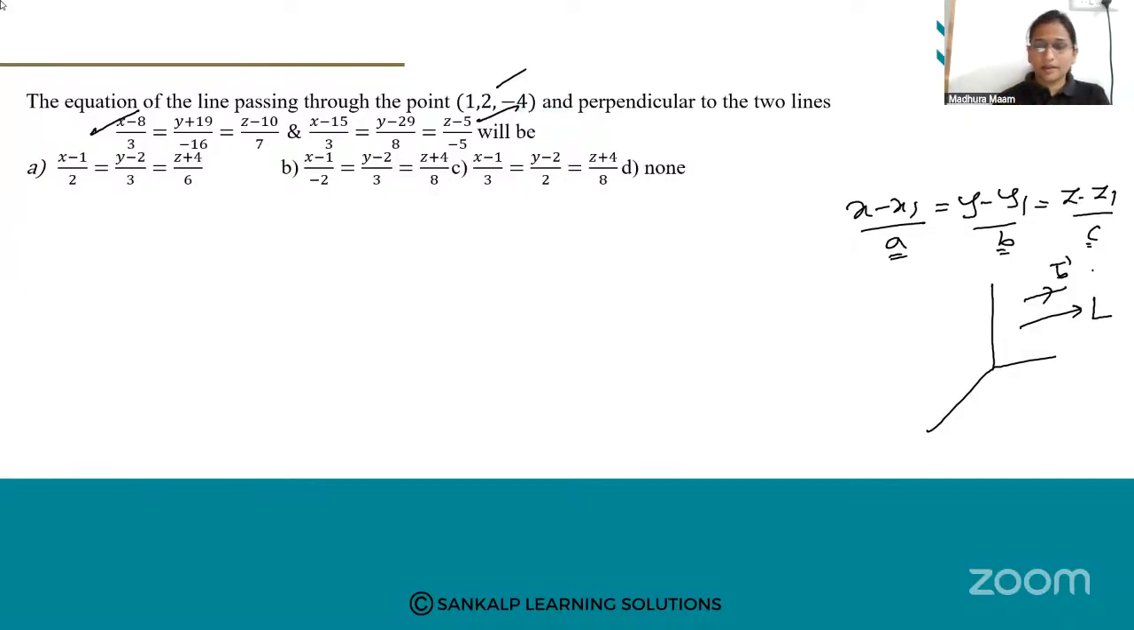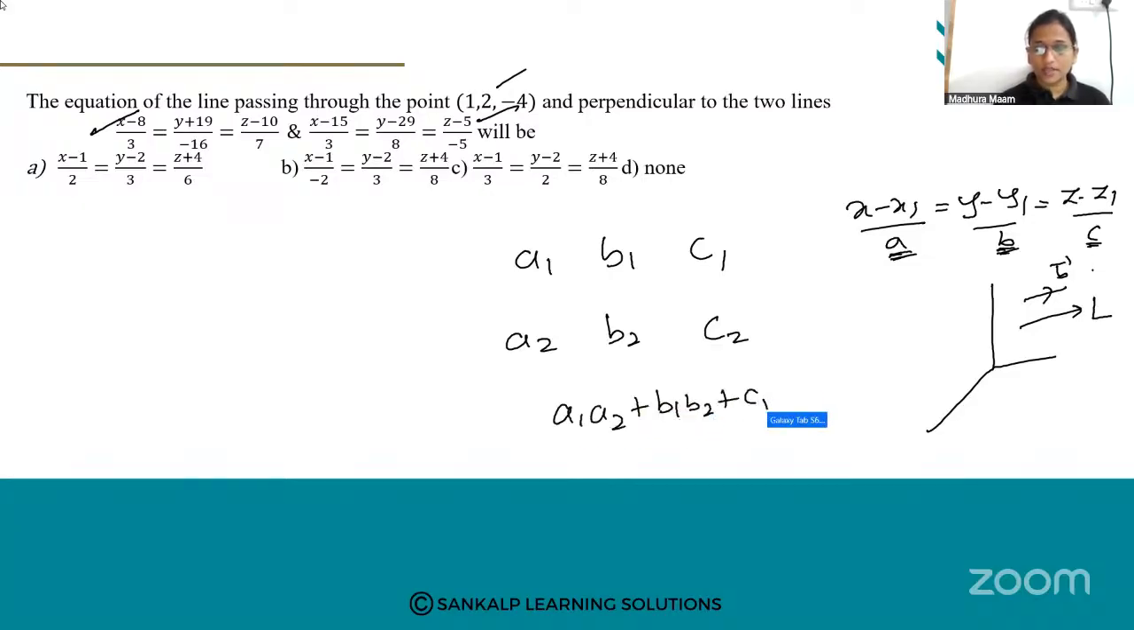Perpendicular means direction ratios A, B, C. What do we know? If you have two lines whose parallel vector direction ratios are these... okay, sorry, if two lines are perpendicular, what will be the result? A1 A2 plus B1 B2 plus C1 C2 will be equal to 0. Correct? If two lines are perpendicular, they are saying exactly that.